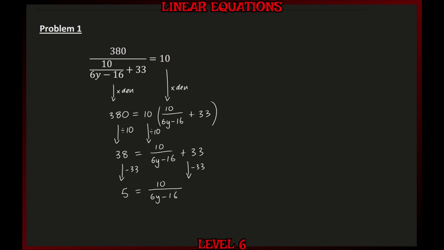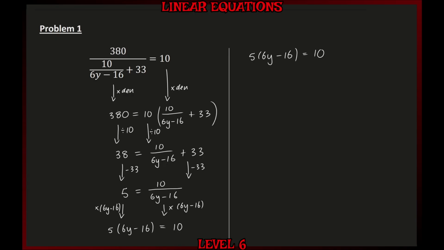We'd now like to remove the denominator from the fraction on the right, and we can do this by multiplying both sides by 6y minus 16. Now on the left hand side, we have 5 multiplied by 6y minus 16, and on the right, the divide by 6y minus 16 and the times by 6y minus 16 cancel out to just leave us with 10.